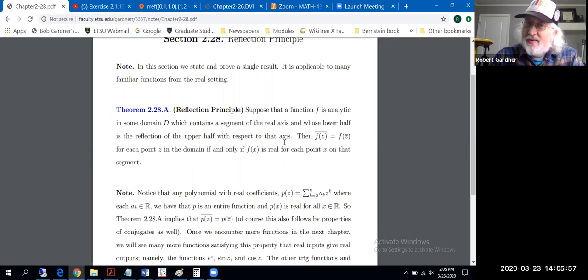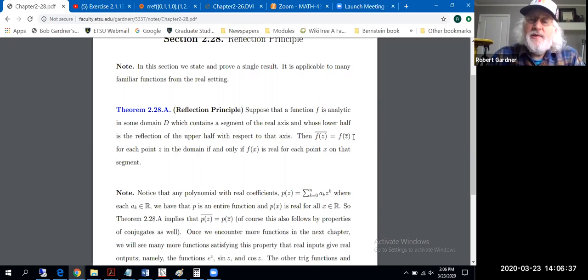More often than not, we're going to deal with functions that are entire, so we'll be dealing with the entire complex plane. And certainly the reflection principle will apply to those kinds of domains. Now, the condition f of z bar equals f of z, bar. Remember, when you conjugate, for say z itself, you're replacing the imaginary part of z with the negative of the imaginary part of z. And geometrically, that corresponds to flipping things about the real axis.